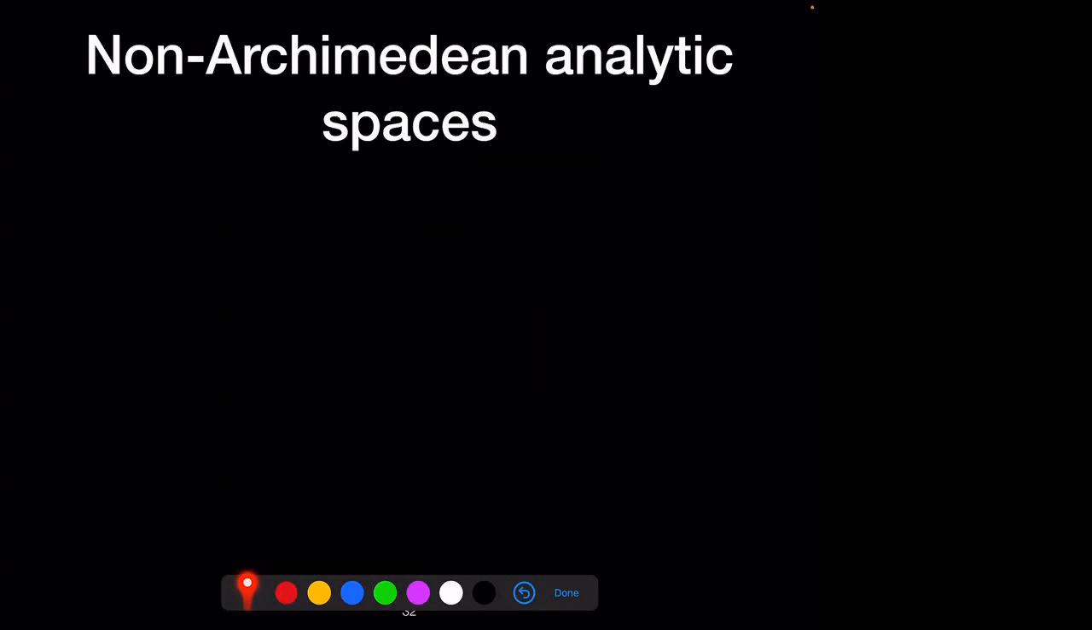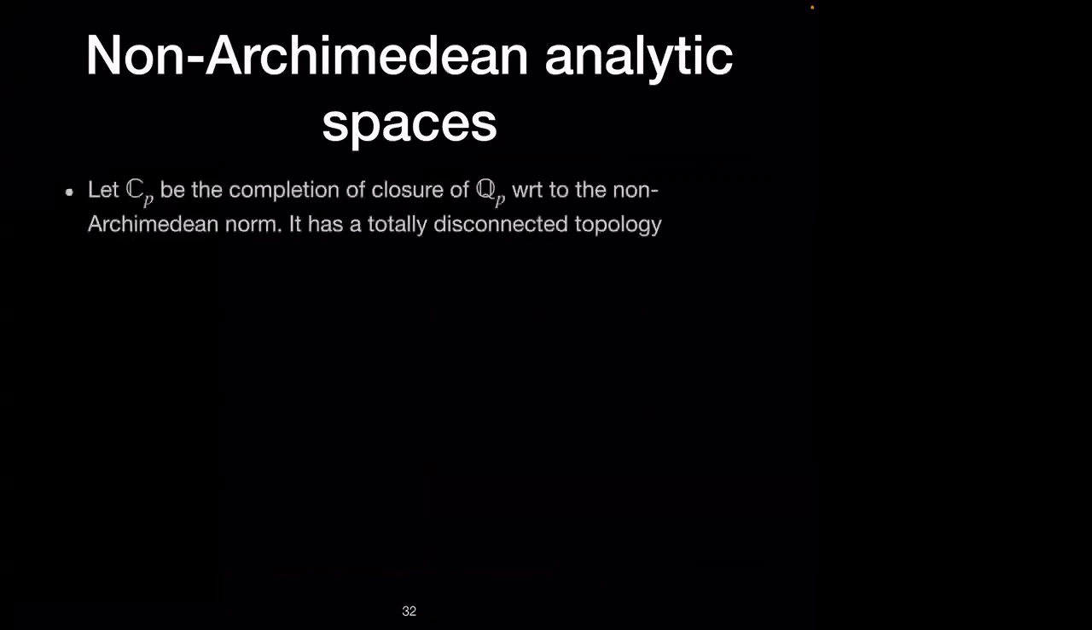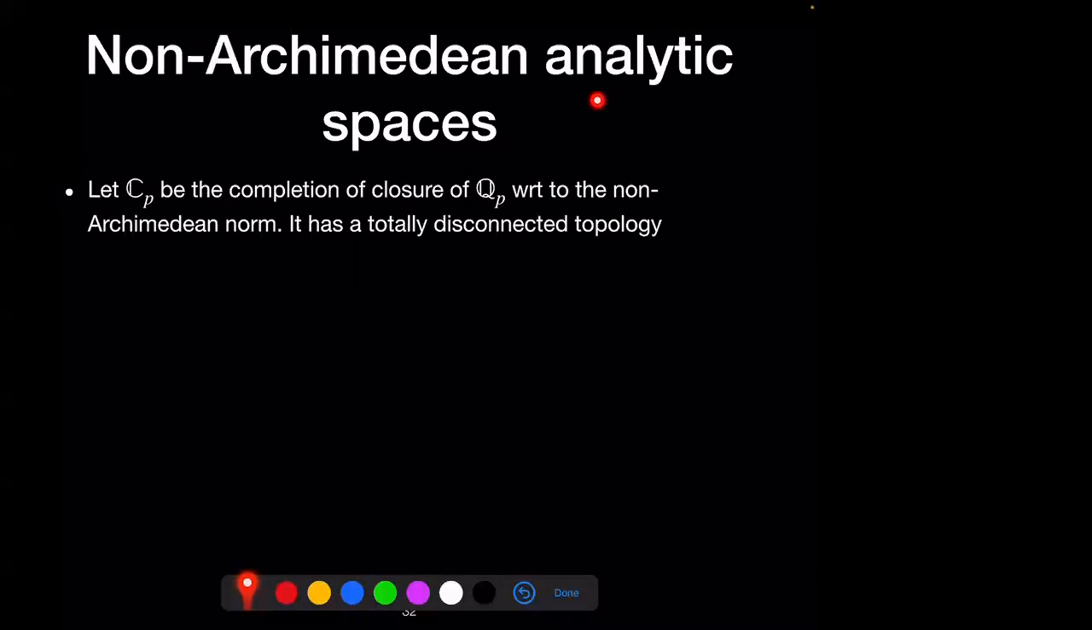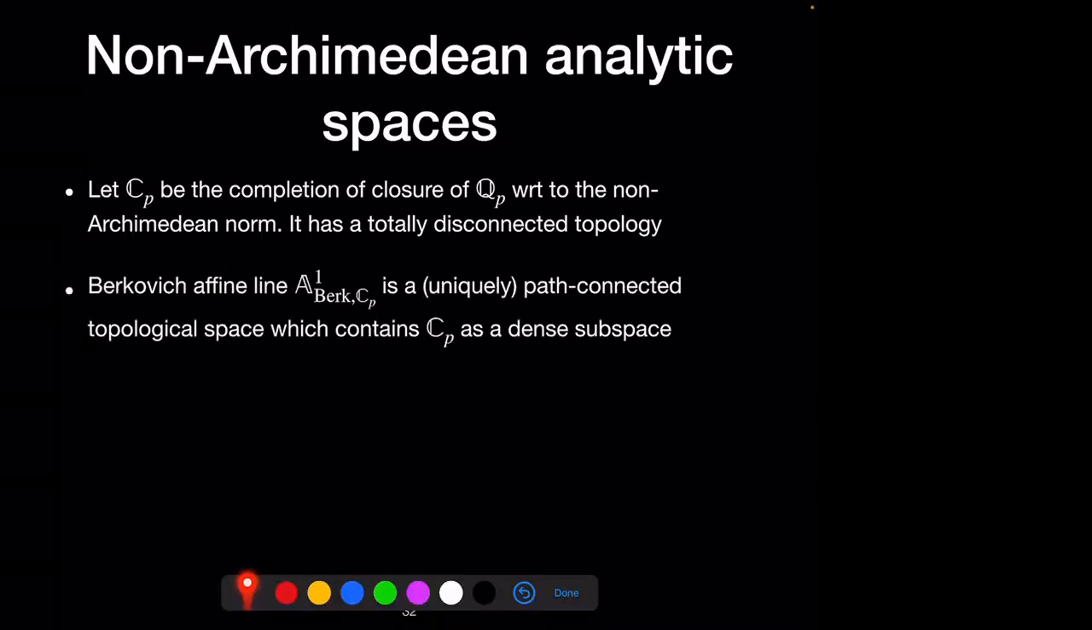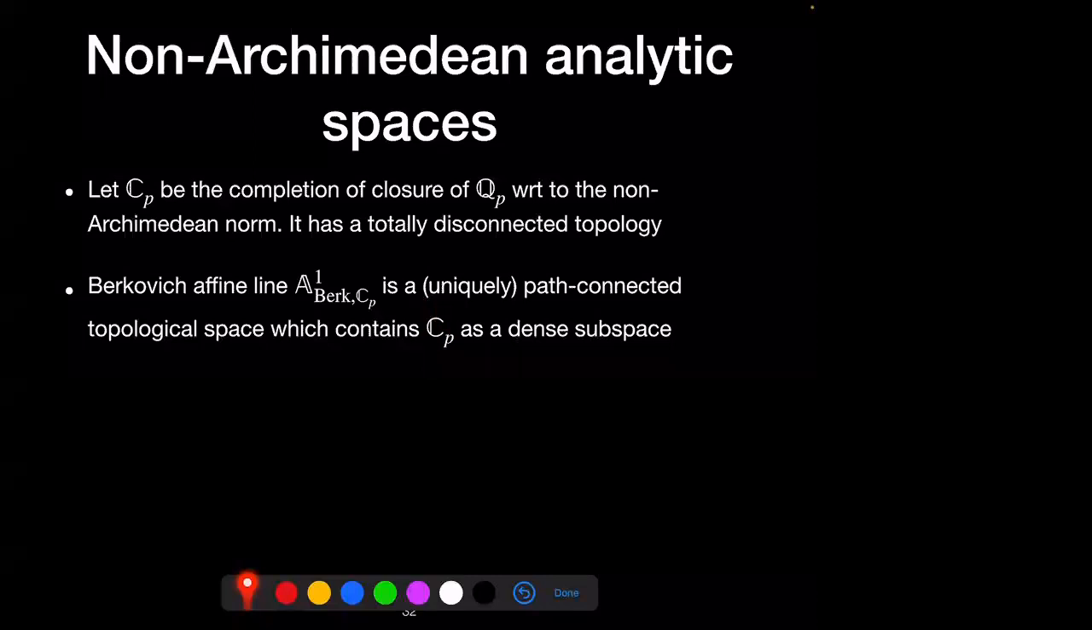So this is the second way of filling up space in the Bruhat-Tits tree. This is not our work, so we will probably go quicker. This goes under the class of non-Archimedean analytic spaces. Let C_p be the completion, or closure, of Q_p with respect to the non-Archimedean norm. Like Q_p, C_p has totally disconnected topology. But we can define some analytic spaces, for instance the Berkovich affine line, which is a path-connected topological space which contains C_p as a dense subspace. And we can turn this into a projective line by one-point compactification, and then P^1 of C_p is contained as a dense subspace.